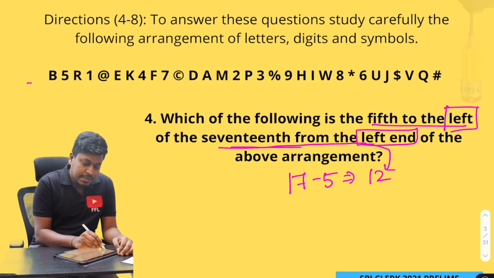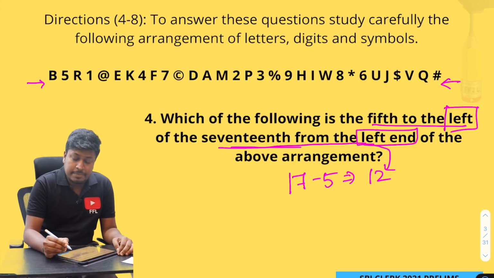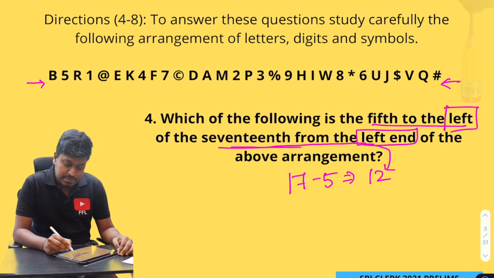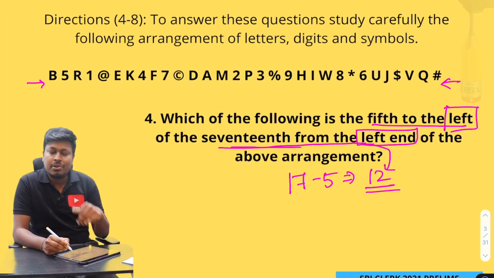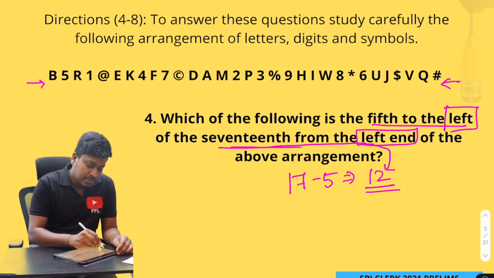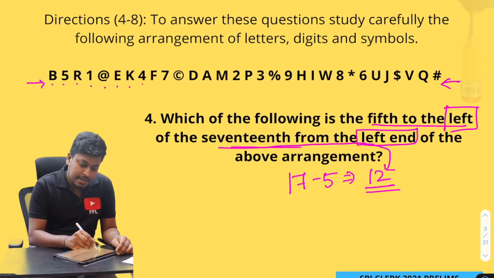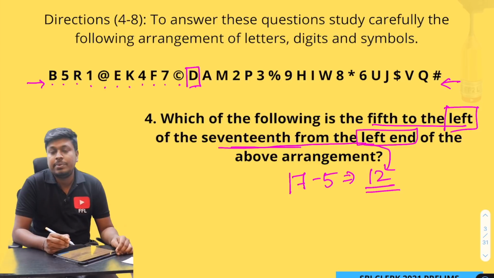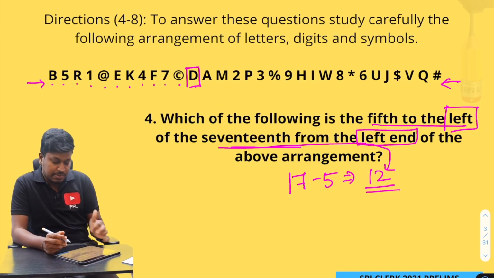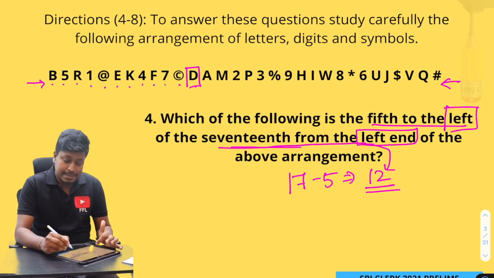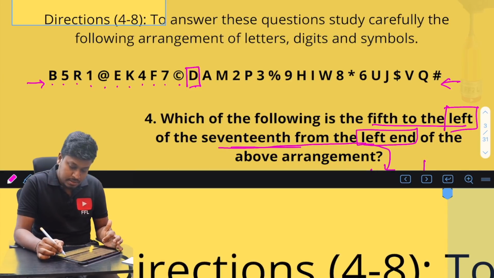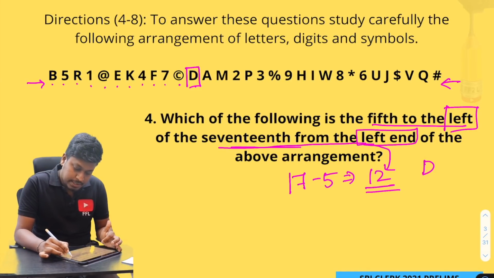We know that this is the left hand and this will be the right hand. So from the left hand our target is to check which letter, number or symbol is in the 12th position. So 1, 2, 3, 4, 5, 6, 7, 8, 9, 10, 11, 12. You can see the letter D is in the 12th position from the left hand. So the answer for the first question is letter D. Got it?